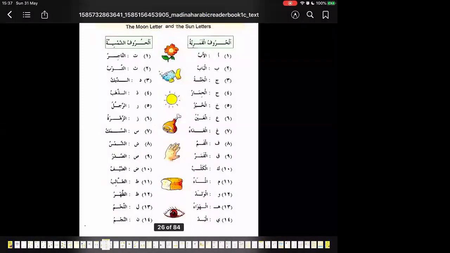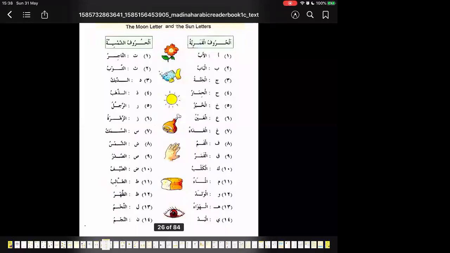Where huruf al-qamariyya are 14, huruf al-shamsiyya also are 14. Huruf al-qamariyya, how do we pronounce them? It's very easy. Huruf al-qamariyya, we pronounce them exactly how it's written. So the lam will be pronounced: al-ab, the father. Al-bab, the door. Al-jannah, the garden.